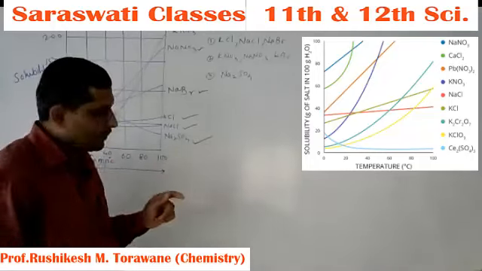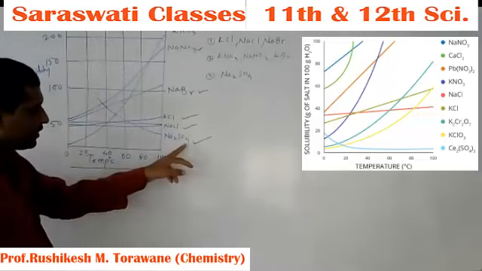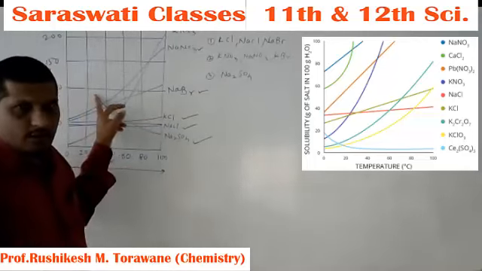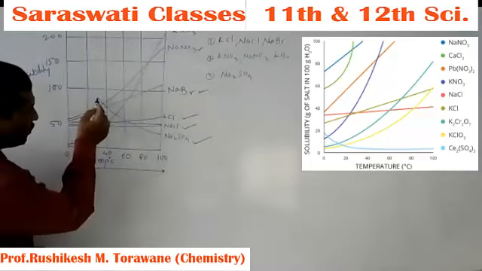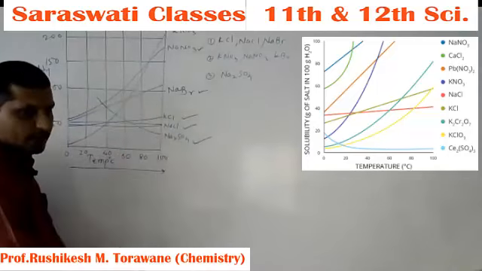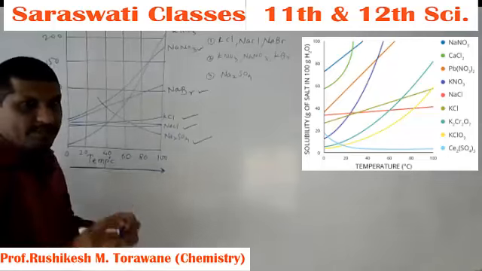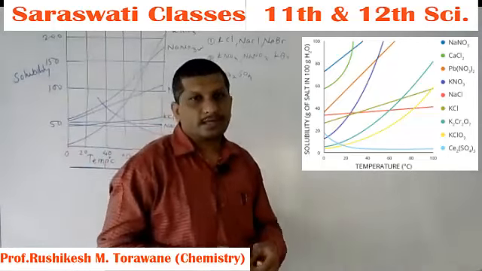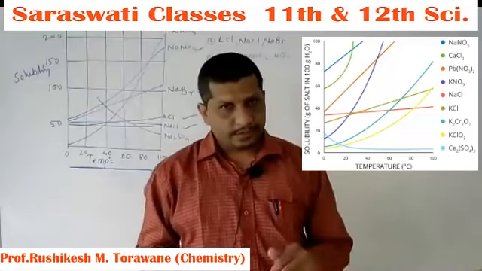And third, shown here, is sodium sulfate, whose solubility decreases. Here the solubility decreases downward when temperature rises. This representation is sufficient to understand the effect of temperature on solute.